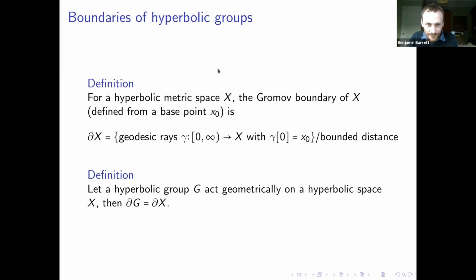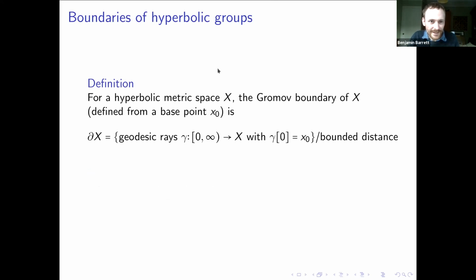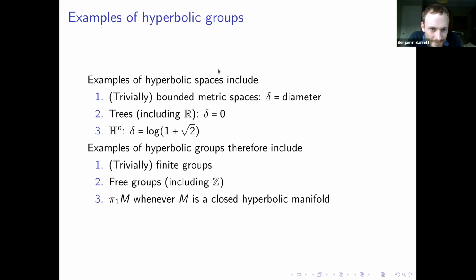Now a few examples. I didn't give any examples, so I'll just say some examples, maybe going back to the previous slide. So looking at our 3 examples here, finite groups, that's boring. They act on bounded spaces, and bounded spaces don't actually contain any infinite geodesics. So the boundary of a finite group is empty. It's just the empty set. So again, finite groups are not interesting things to study from a hyperbolic group's point of view.